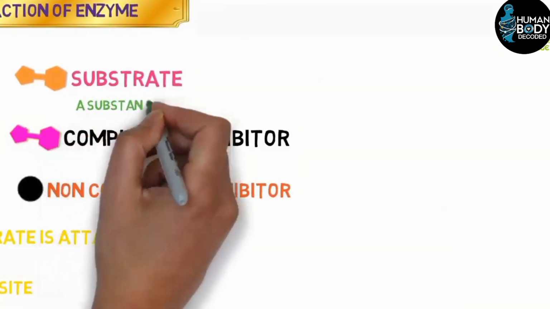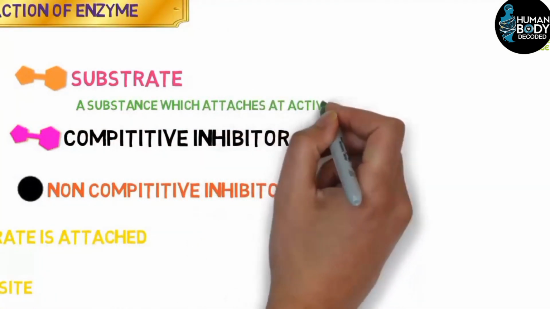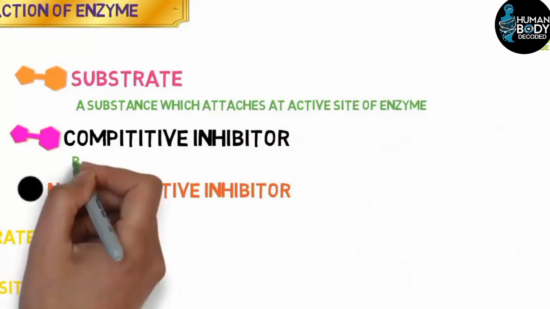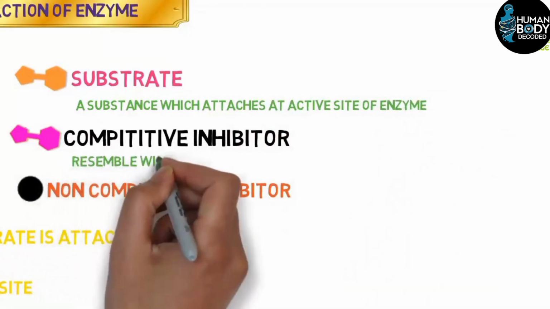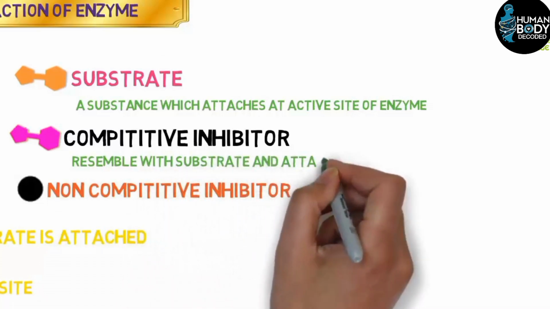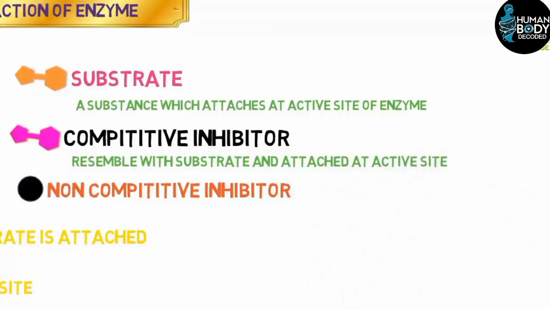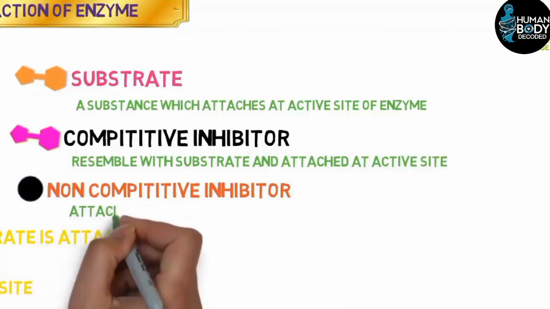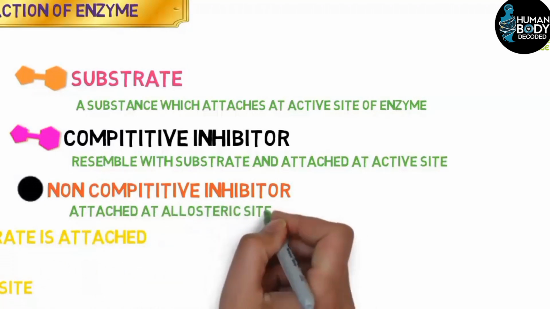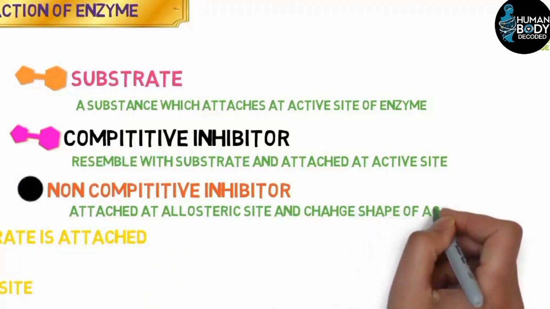What is the substrate? The substrate is the substance that comes and fits into the enzyme's active site. What is the competitive inhibitor? The competitive inhibitor looks like the substrate. This inhibitor also binds to the enzyme's active site, stopping the enzyme's activity. What is the non-competitive inhibitor? The non-competitive inhibitor attaches to the allosteric site, which also stops the enzyme's activity.